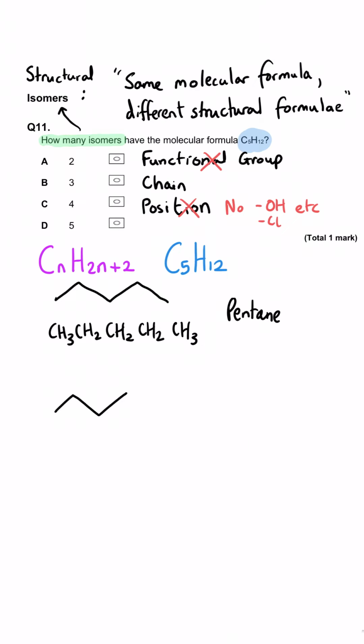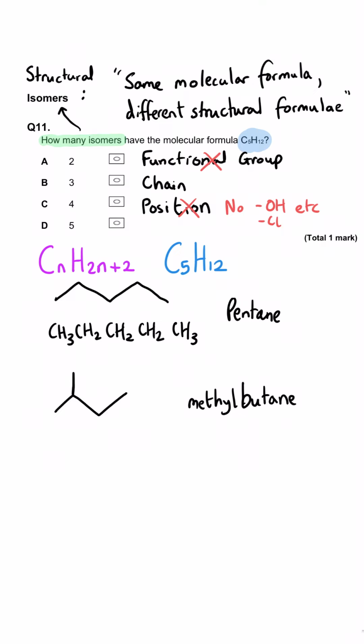And then we need to consider branched alkanes. So this is butane. We could have a methyl group here, so that would be 2-methylbutane, or we could have a methyl group here. That would also be 2-methylbutane. So in fact, it doesn't matter where we put our methyl group, and we don't even need that 2.